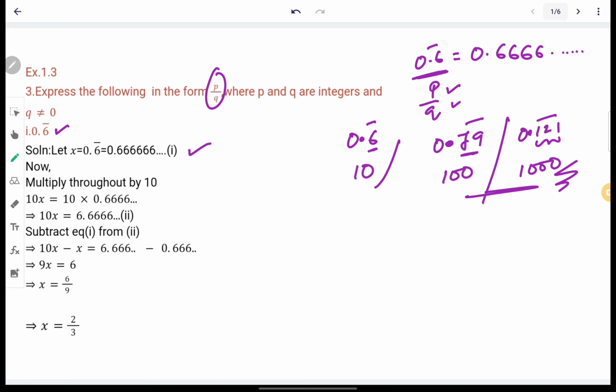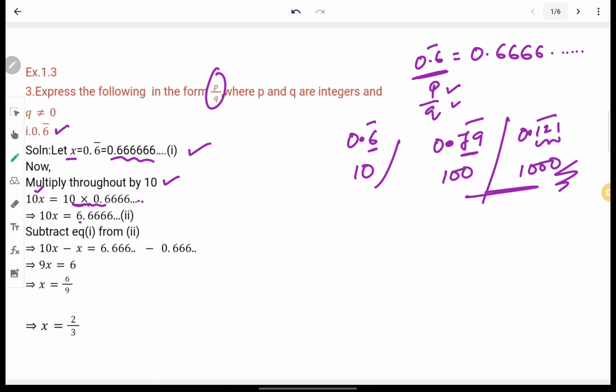So the first thing that we're going to do is, let x be equal to 0.6 bar, or simply this, repeating forever. Okay, so now, like I said, because there's only one digit repeating after a decimal point, we will multiply by 10. So this x will now become 10x. Same thing here, 10 into 0.666 till infinity. Okay, so when you multiply these two, we're going to get 6.666, like this.